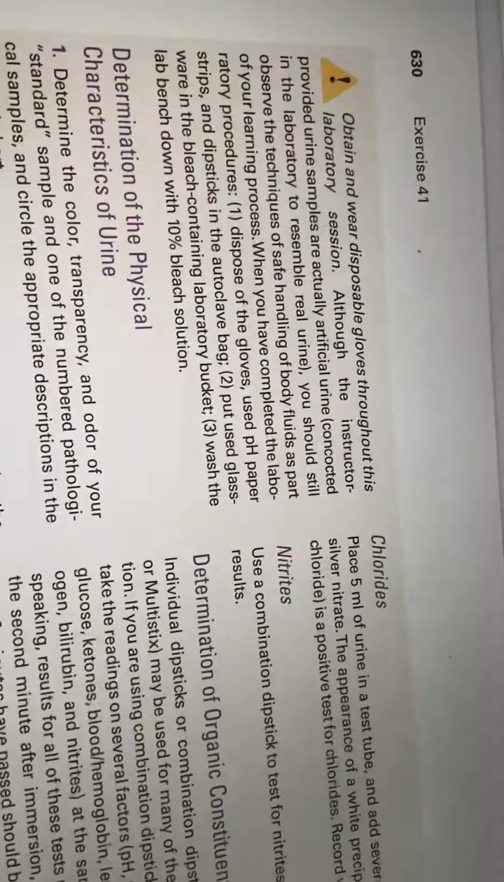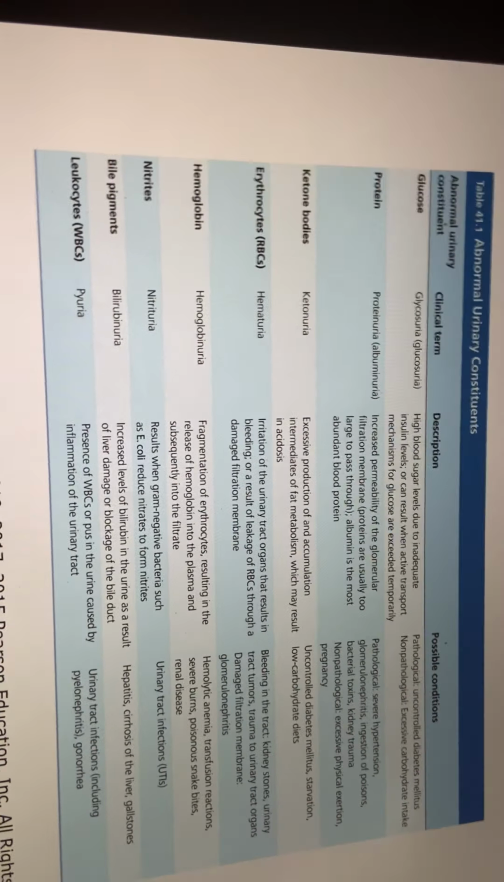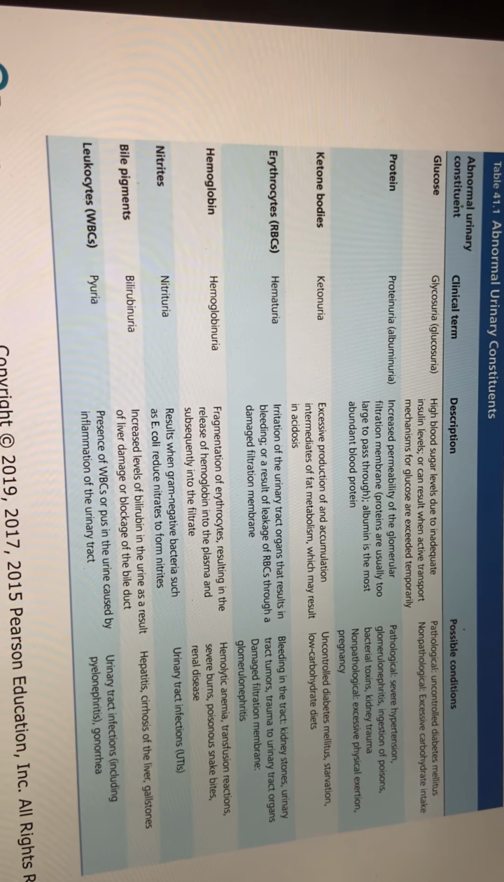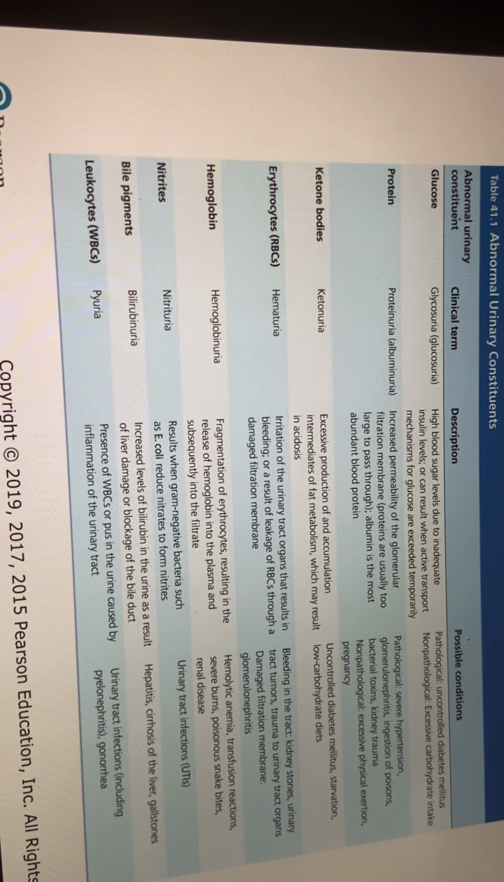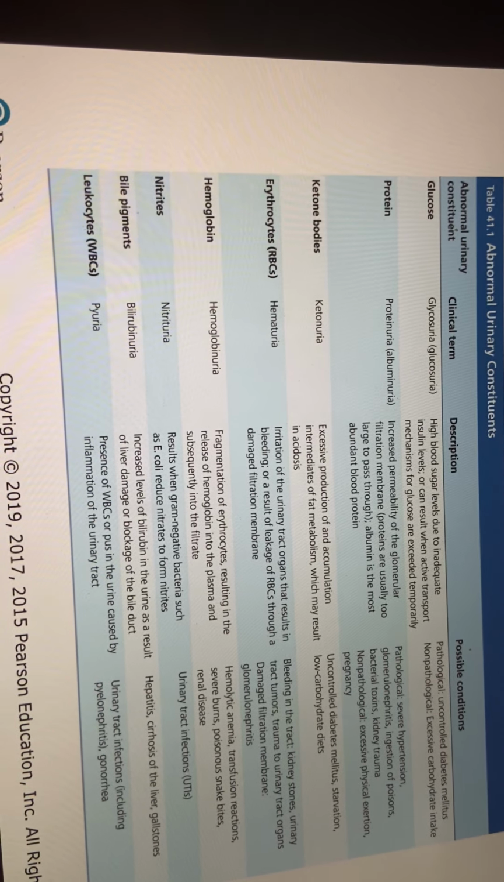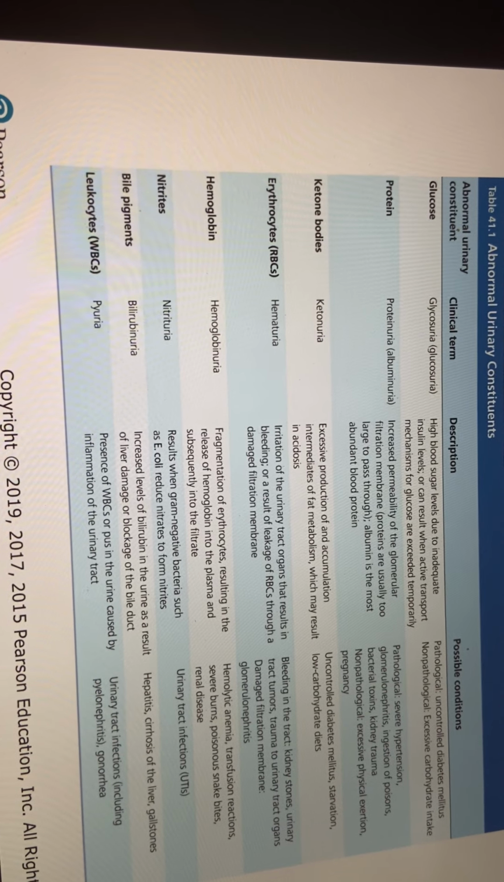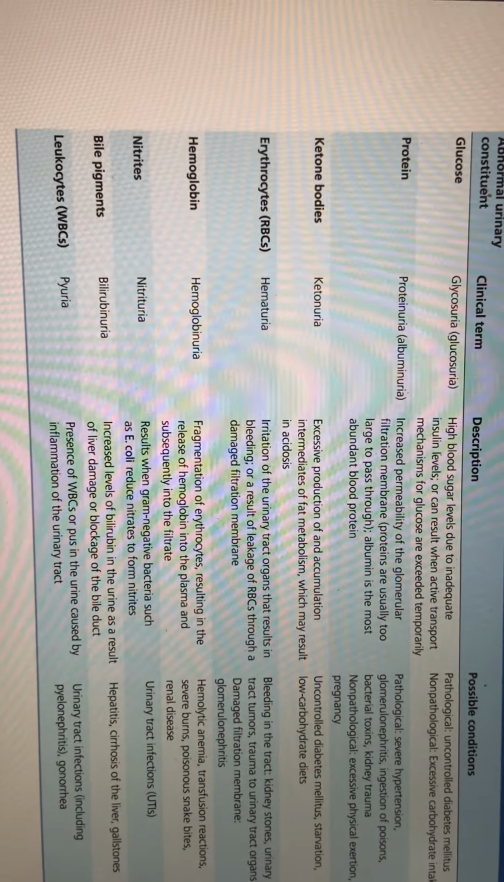All right, let's go with the table so you will not get lost. As we go along, we will discuss those components. Okay, for the physical characteristic, so what did we say? Color. Pale yellow, that's the normal. Standard urine sample. Are you following with me?